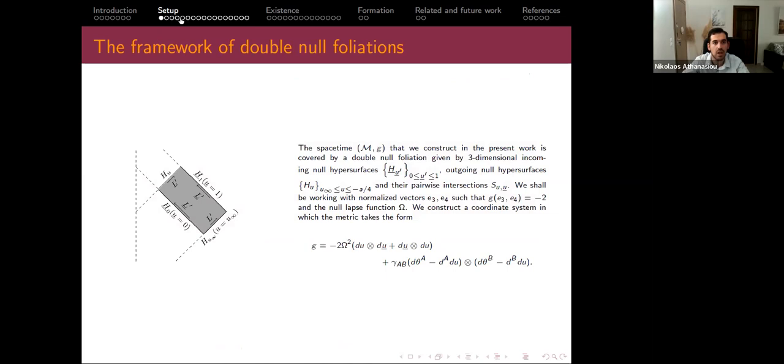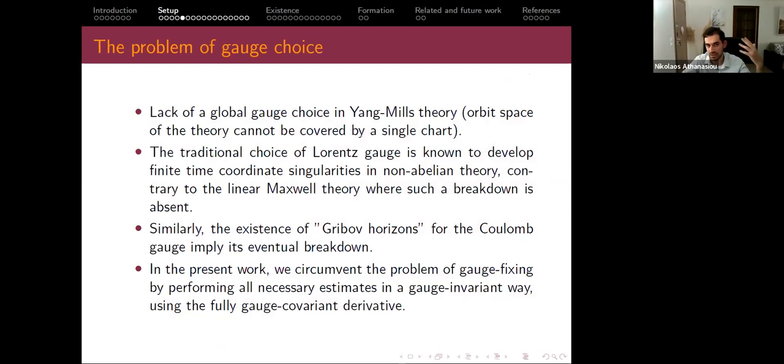Nevertheless, Yang-Mills is a gauge theory, right? So one would hope that one should prescribe a gauge. This already presents certain difficulties. First of all, there is a lack of a global gauge choice. This is a topological fact. The orbit space of the theory cannot itself be covered by a single chart, the space of connections modulo bundle automorphisms.